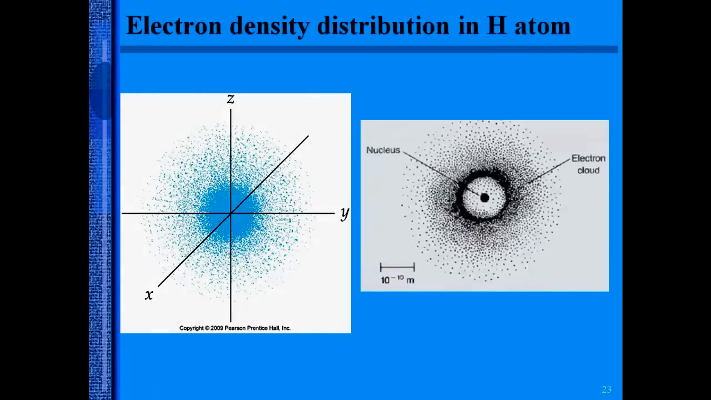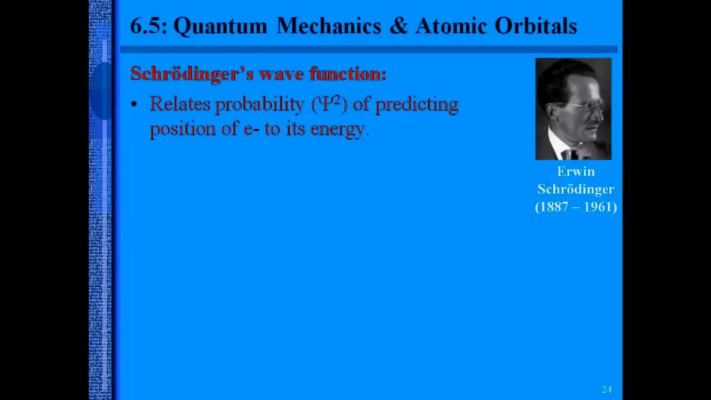Here's another example of the same picture with the nucleus in the center. The dark circle around it is the area of highest probability of an electron to be found. But again, the electron travels further away from the nucleus when it takes on and absorbs energy. We're going to start talking about quantum mechanics and atomic orbitals.